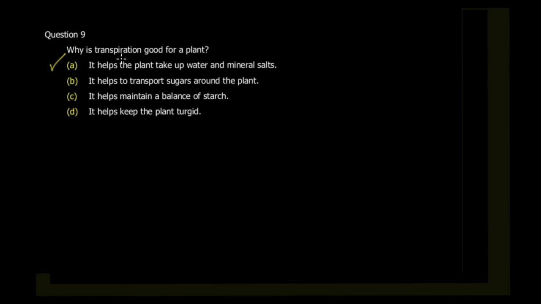Helping the plant transport sugars around the plant is different. Helping maintain a balance of starch is different. It helps keep the plant turgid. This one is the cell wall. But anyway, you should know the 2 roles of transpiration. The first one is that it cools the plant. The second one is that it helps take up water and mineral salts. Let's move to question 10.